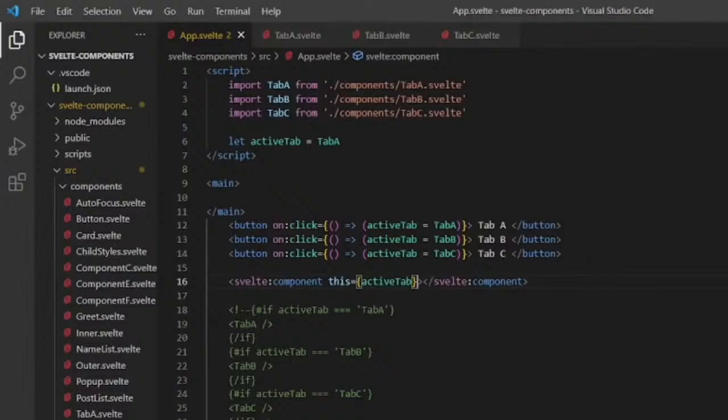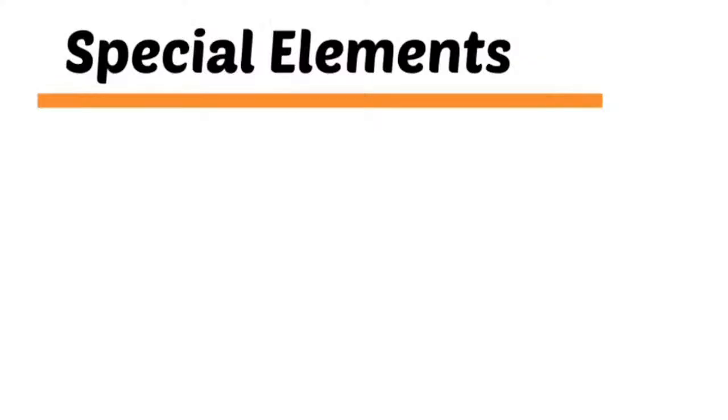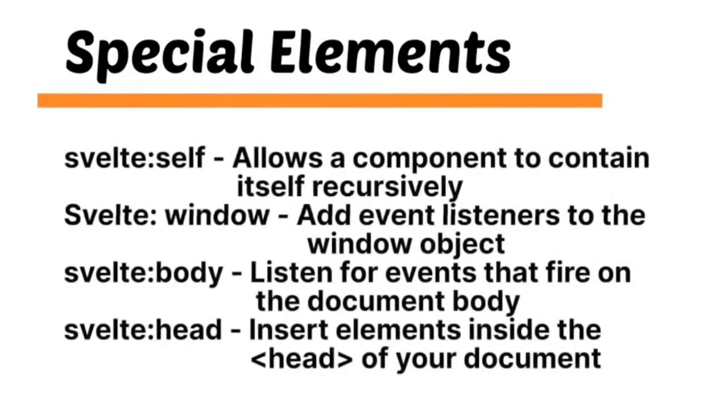One last point I would like to mention here is about special elements in Svelte. In this video, we had a look at the svelte:component element, but let me tell you that it isn't the only special element available to us. We have a few others, which I want to talk about very briefly. We have svelte:self, which allows a component to contain itself recursively. We have svelte:window, which lets you add event listeners to the window object, and svelte:body, which lets you listen for events that fire on the document body.